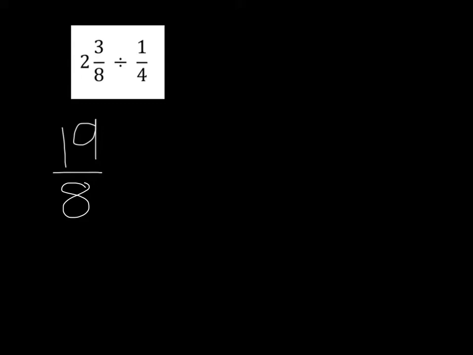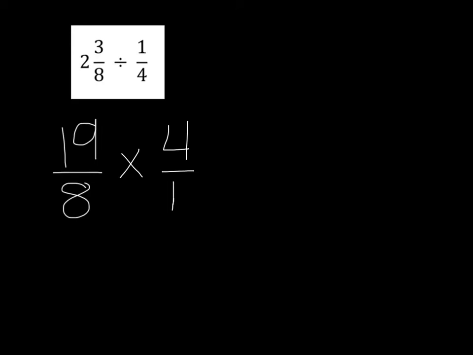Our next thing, remember, is to change our division sign. We change it to multiplication, and then we use the reciprocal of 1/4 because we need to divide. We need to change this into a multiplication problem. So we're left with 4/1. So doing this, I now have 19/8 times 4/1.